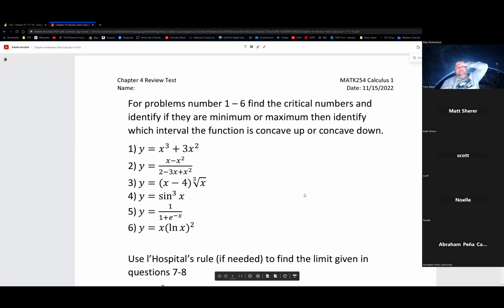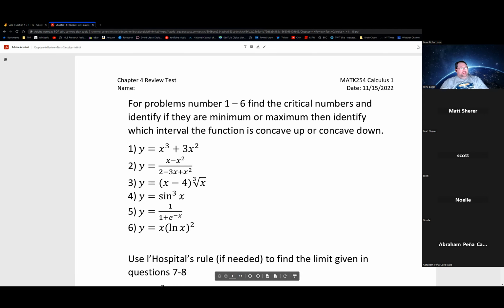I've got 6 problems where I want you to find the minimums and maximums, and then tell me which intervals are concave up or concave down. On the actual test, you are only going to have to find one thing for each one. Either you're going to have to find the minimum or maximum, or you're going to have to find the interval. But I figured it's better to practice a little more.